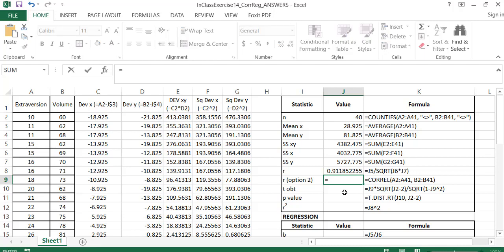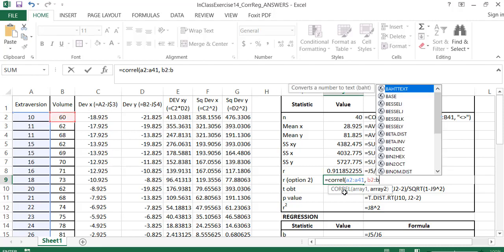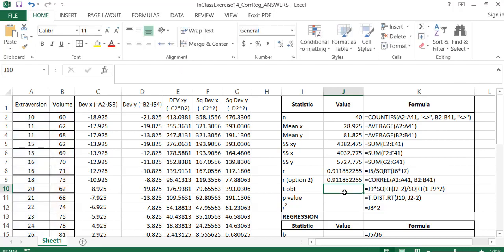Now, I could double check that I've done this correctly. We always want to know where our scores are coming from, what they mean. But there is a built-in function for correlation. I could say, check the correlation for everything A2 to A41 with B2 to B41. And from that, I would see that their correlation coefficient from the built-in equation matches my correlation coefficient.